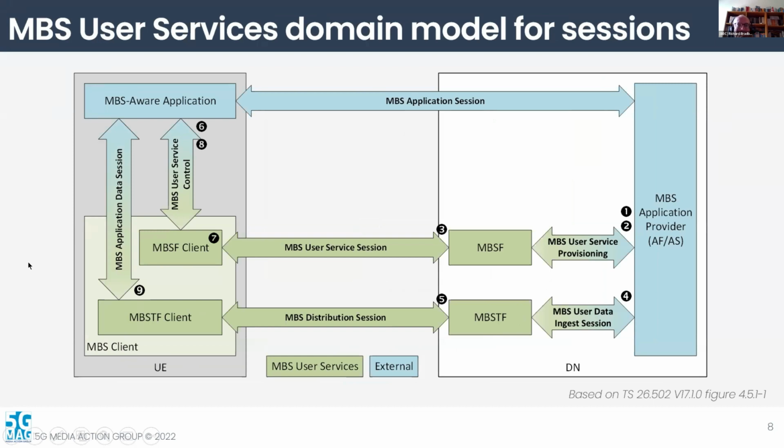So then there's a kind of domain model that we've defined in our 26.502 spec that talks about various different sessions that happen between all these different actors in the system. I can quickly go through a little walkthrough here. So I've numbered the points. So firstly, the application provider provisions this thing called an MBS user service. And in fact, that actually comes in two parts. There's a kind of high level umbrella thing, which is the MBS user service, where you define various high level aspects, like the metadata for the service, its name, and maybe even some external identifier.